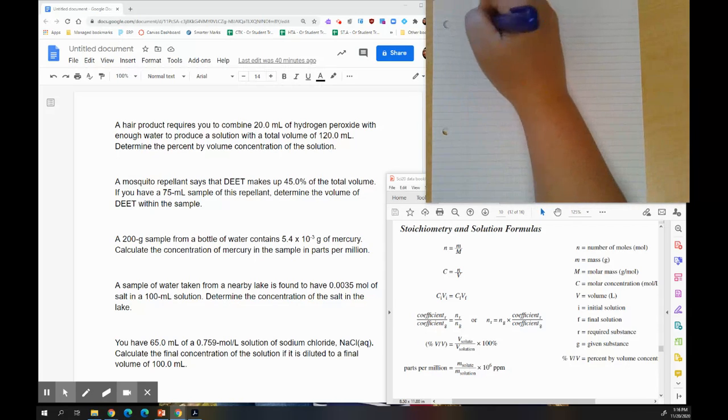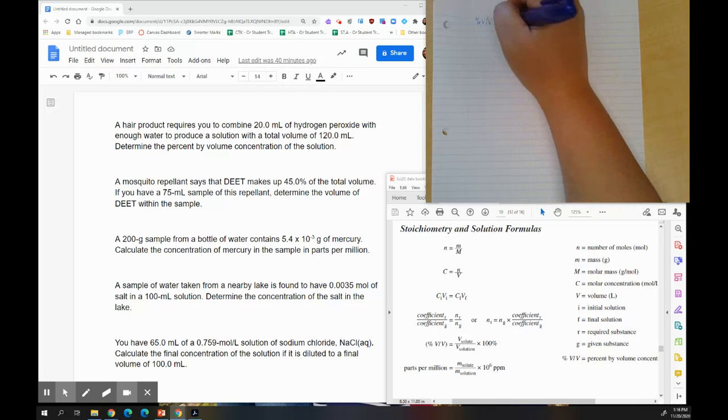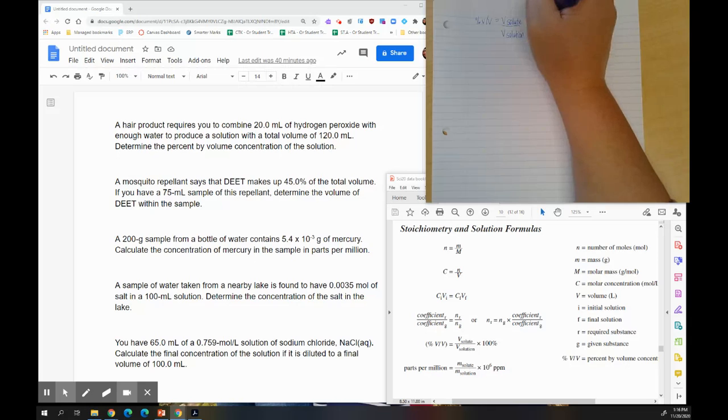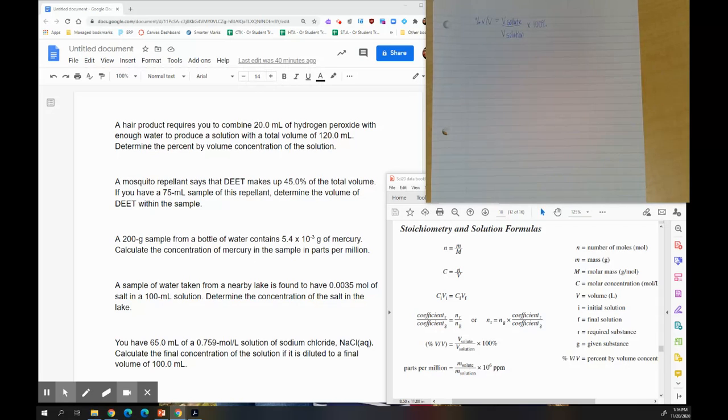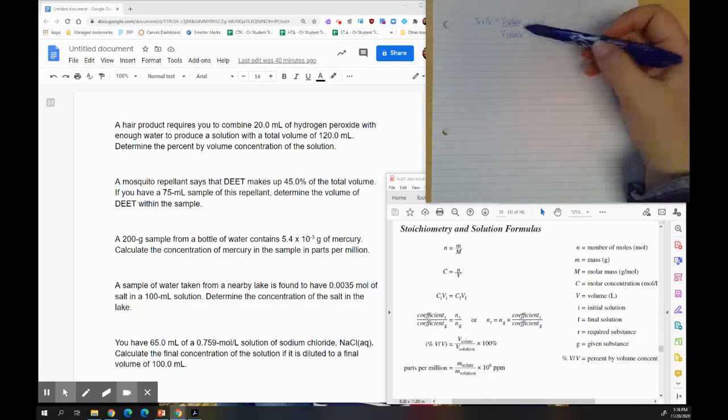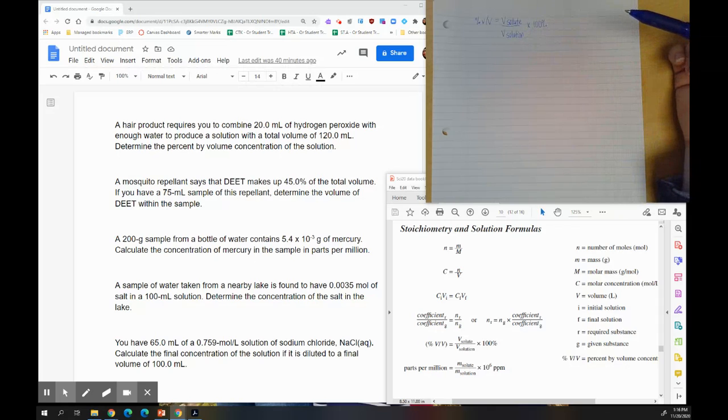The percent V over V equals the volume of my solute divided by the volume of my solution times 100%. Just to note, when you're using this formula, whatever the volume units are, they have to be the same. So if the solute's in milliliters, your solution has to be in milliliters. If your solute is in liters, your solution has to be in liters. As long as they're the same for these two, that's fine. Typically, we would use this type of formula if we have one liquid being dissolved in another liquid.